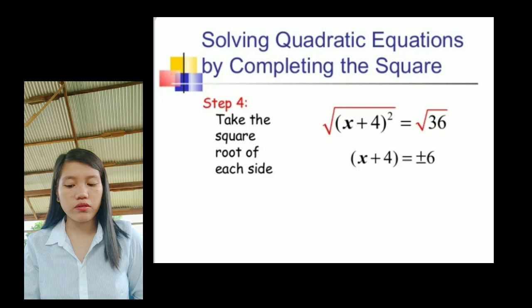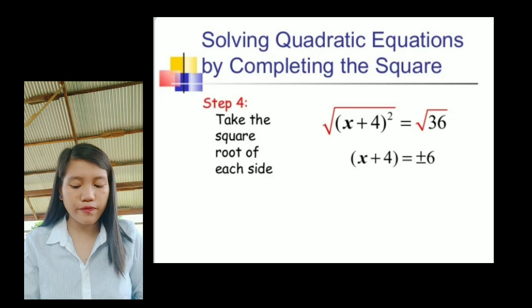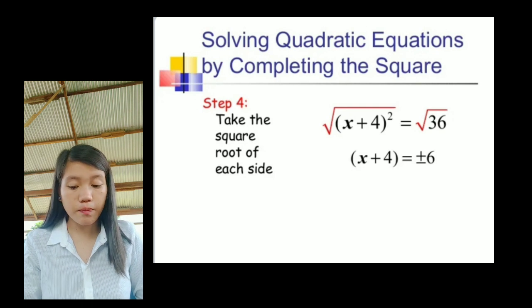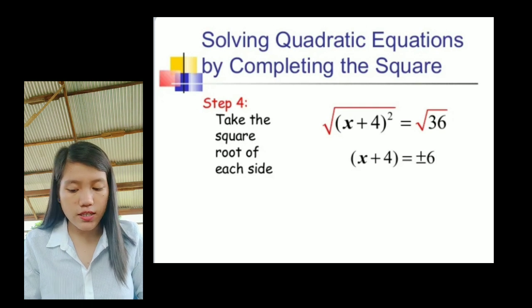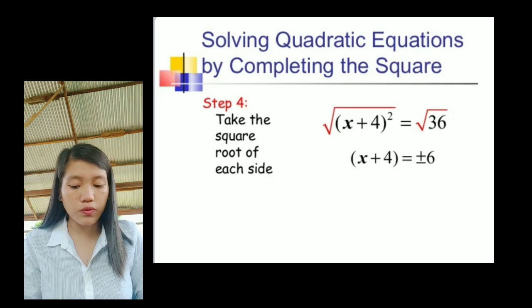Step 4: Take the square root of each side. As you can see in the picture above, the square root of x plus 4 squared is equal to the square root of 36. It becomes x plus 4 because the square root and the square are the same operation, so they cancel out, and the square root of 36 is equal to positive 6 and negative 6.